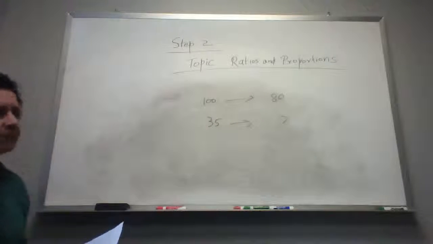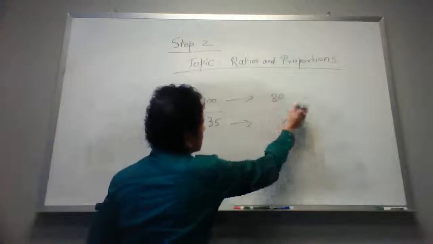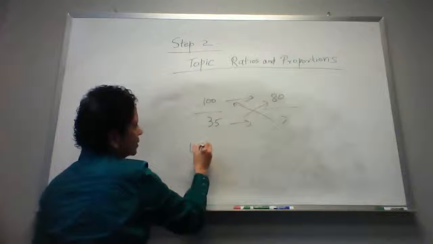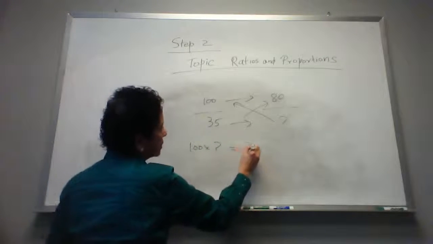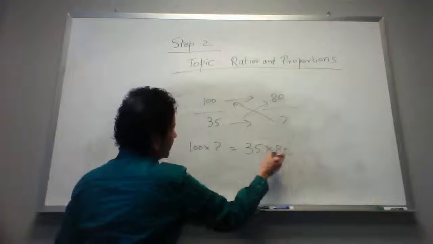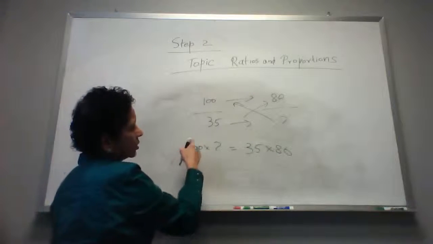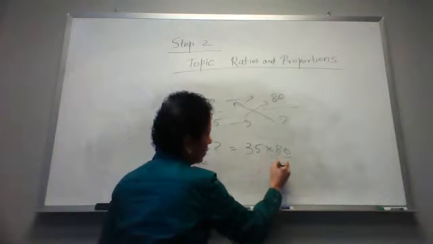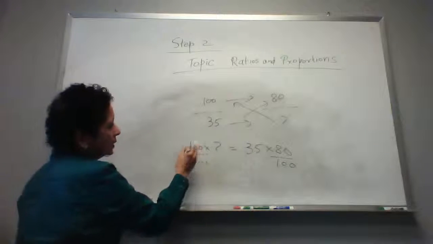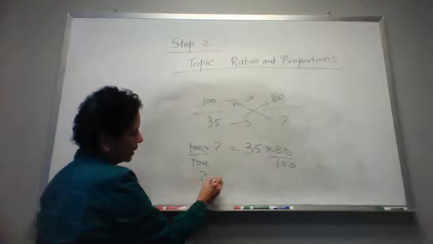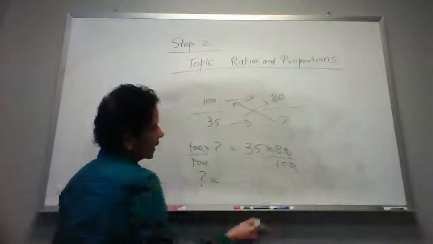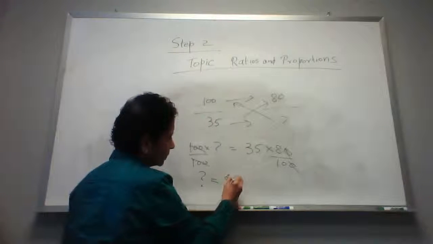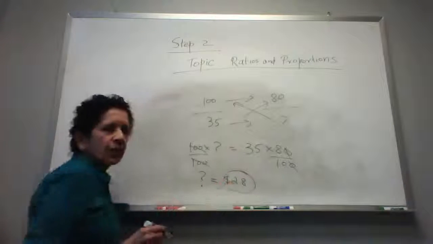You can set it up like this. So then, again, you just divide. So then you cross multiply, right? So 100 times the question mark equals 35 times 80. So then 100 times the question mark, so you don't want the 100, so you divide both sides by 100 like that, right? So then it gets canceled, so you get only question mark, and then you can do that in the calculator. So when you do that, it comes out to be $28. So the sale price is $28, okay?